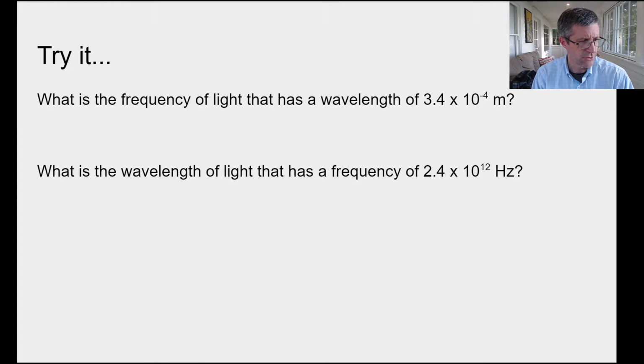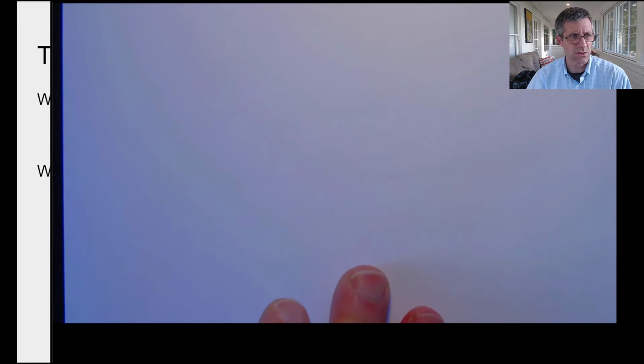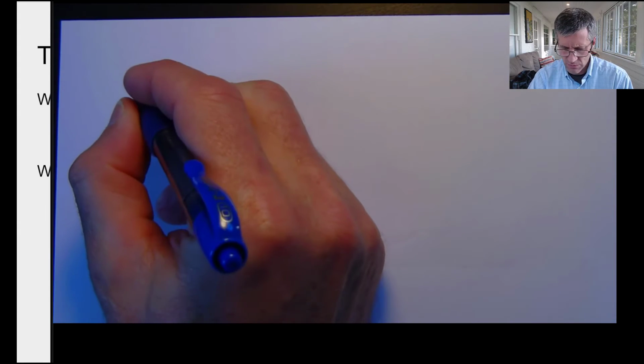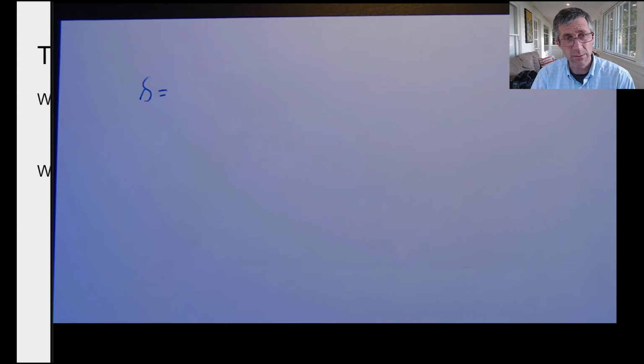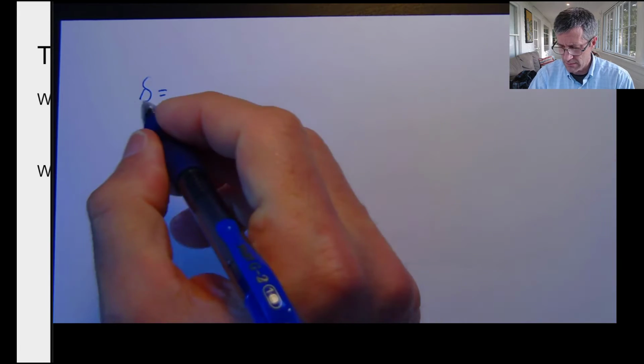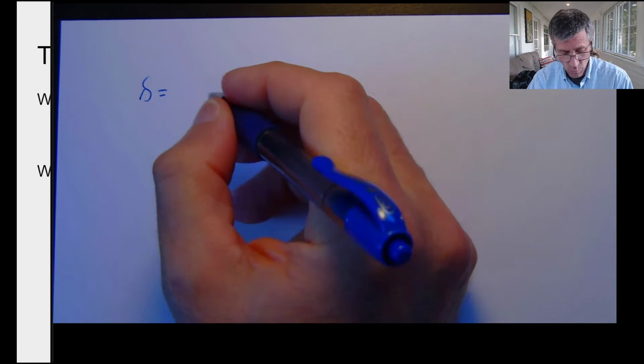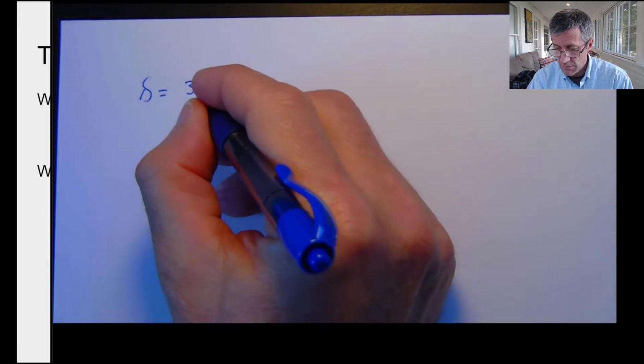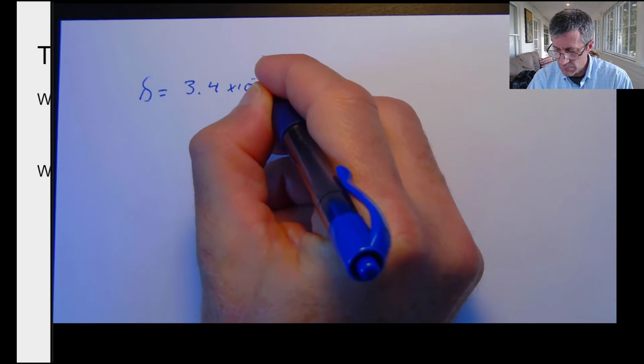Okay, a couple problems. So what is the frequency of light that has a wavelength of 3.4 times 10 to the minus 4 meters? So here's what I'm asking you to do. I'm going to ask you to write down what you've been told and the constants you're going to use. So in this case, the wavelength, I'm going to use the right variable for the wavelength. There's the upside down y or lambda symbol. This is going to be 3.4 times 10 to the minus 4 meters.